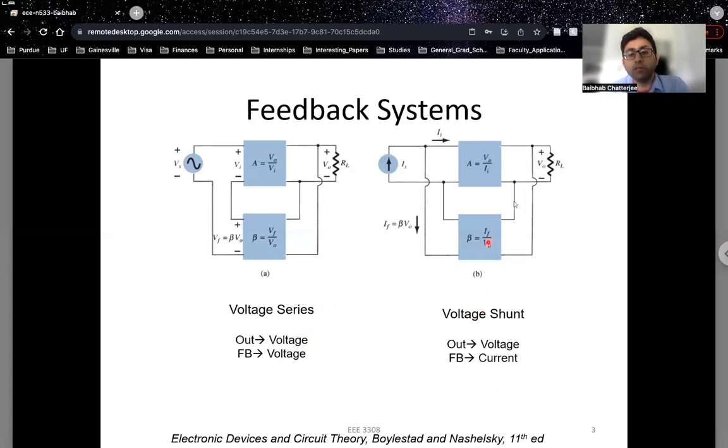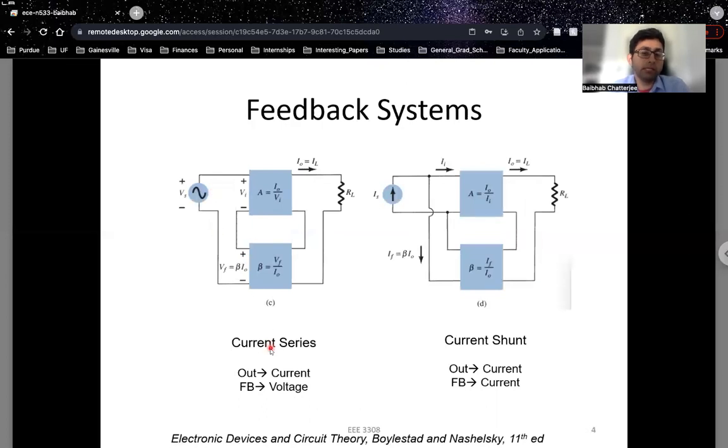Similarly, you can have a voltage shunt configuration, which means that your output quantity is a voltage, but your input quantity is something that is fed back in shunt or in parallel, which means that the input quantity has to be a current. And this is what you see in this case as well, that your input was a current and you're feeding back the quantity IF also in current. That's why they are being added at the same node. On the other hand, in this case, you are trying to add them in series by putting voltage sources in series.